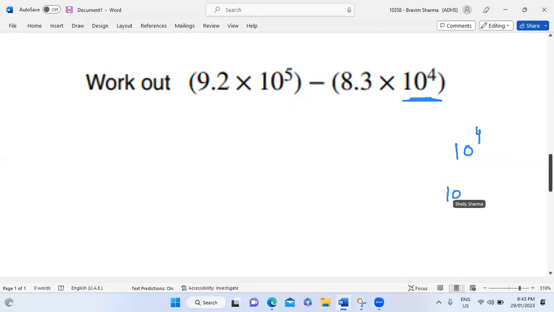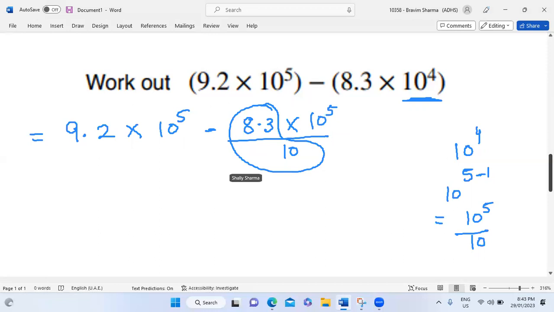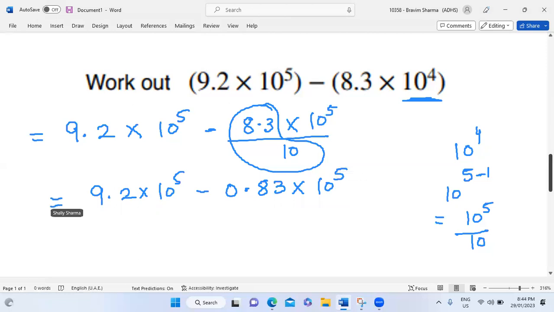So what I can do, I can write it like 5 minus 1. So this will be 10 raised to the power of 5 divided by 10. Now I will be writing the first number as it is, 9.2 times 10 to the power of 5 minus 8.3 times 10 to the power of 5 divided by 10. And this 10 I'm going to use with 8.3. So when 8.3 will be divided by 10, it will become 0.83 multiplied by 10 to the power of 5. Now we have to solve it.